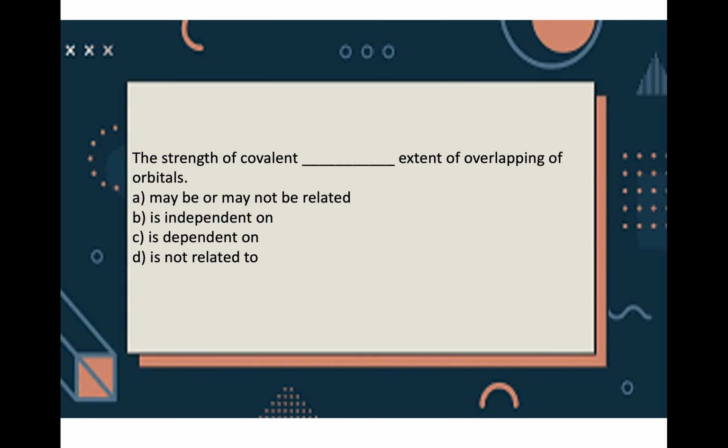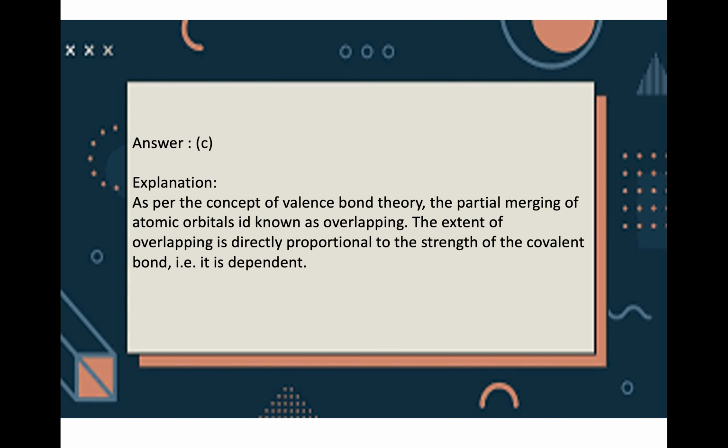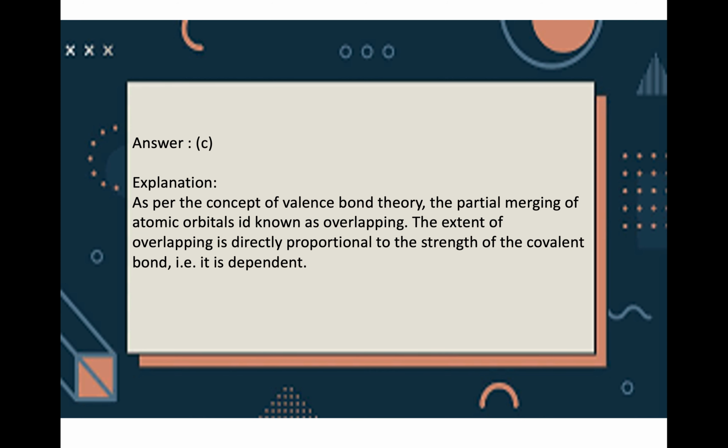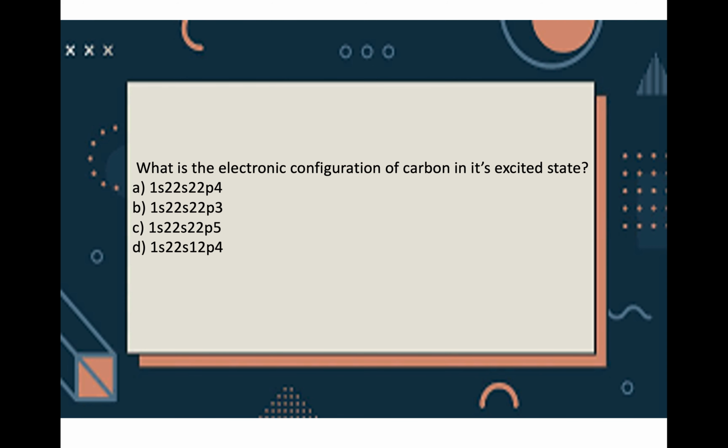Now next question is, the strength of a covalent bond and the extent of overlapping of orbitals may or may not be related: independent, dependent, not related to. Option is dependent on, because according to valence bond theory, the partial merging of atomic orbitals is known as overlapping. So the extent of overlapping is directly proportional to the strength of the covalent bond, that is dependent.